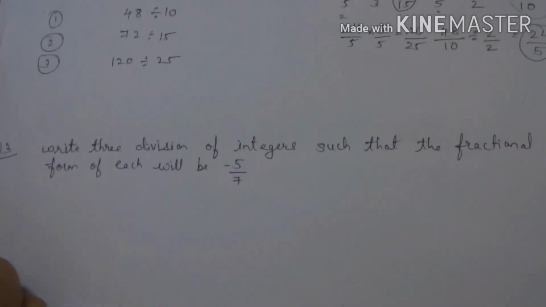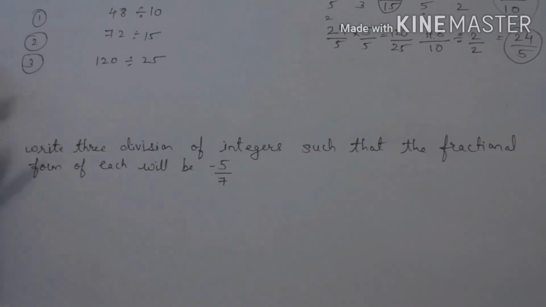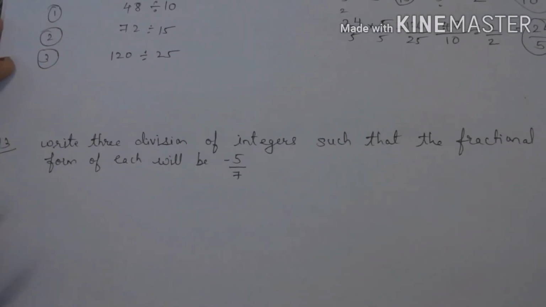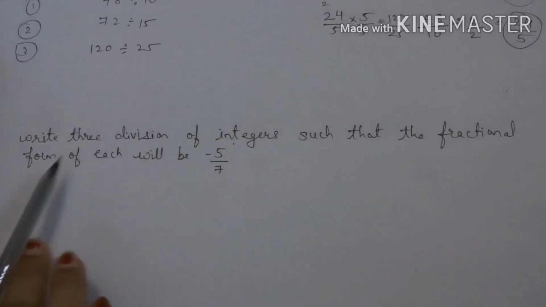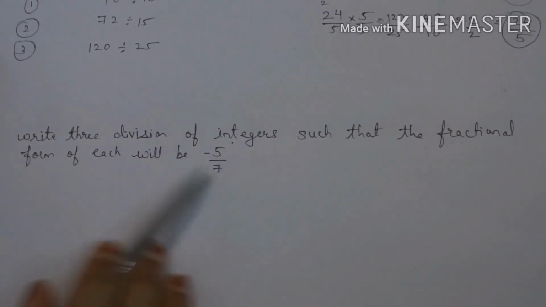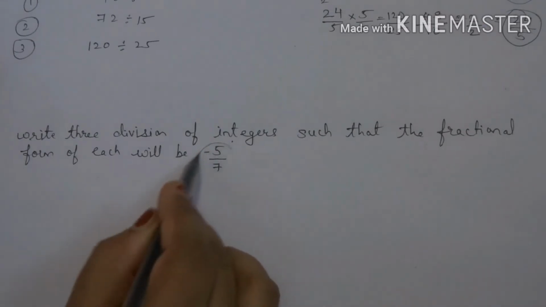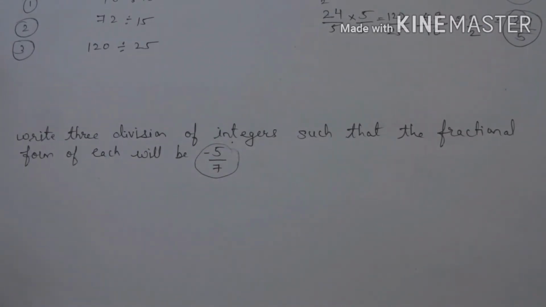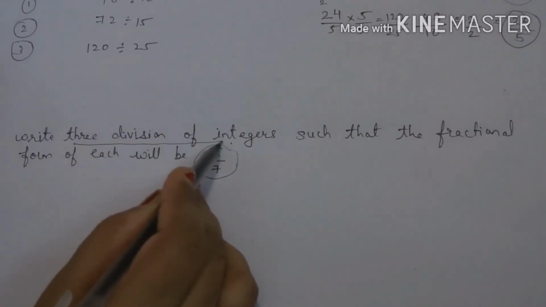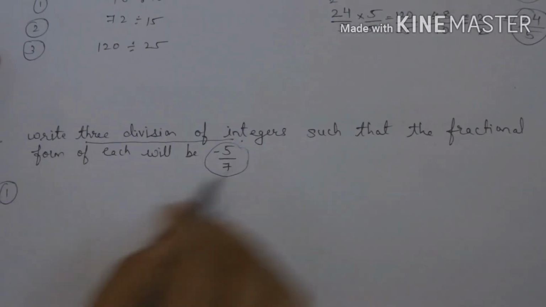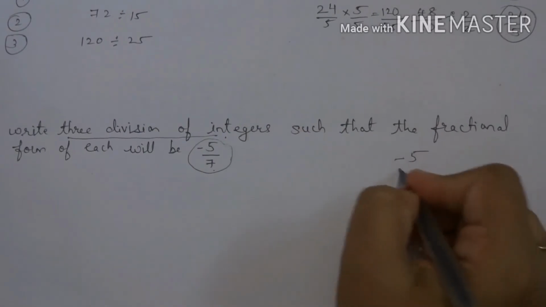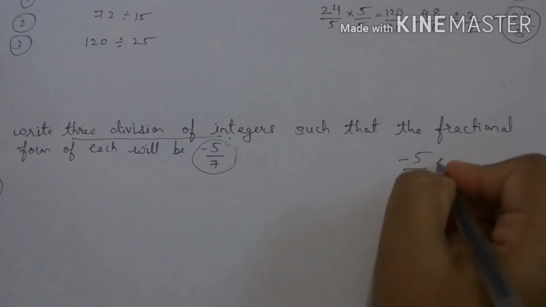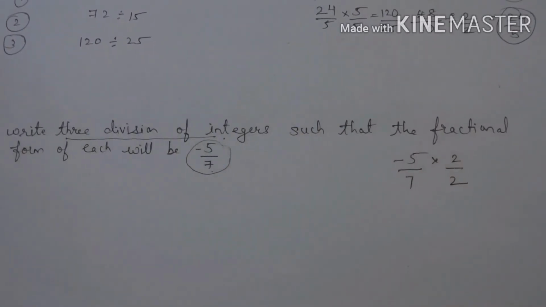Similarly, see question number 3. Like question number 2, question number 3 is similar. Write 3 divisions of integers such that the fractional form of each will be minus 5 upon 7. Now we want which number? Minus 5 upon 7. And again we want 3 divisions of integers. So first you take that fractional form and multiply it by 2. First you multiply it by 2.